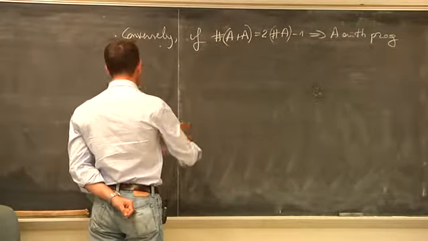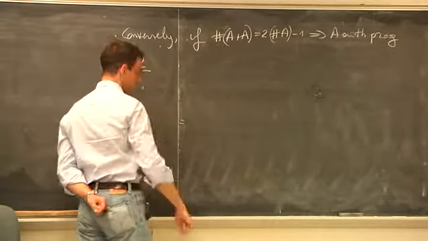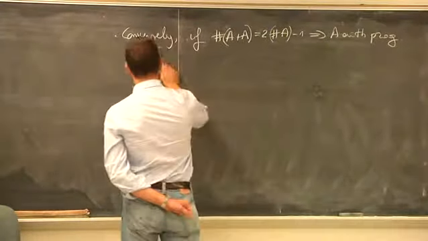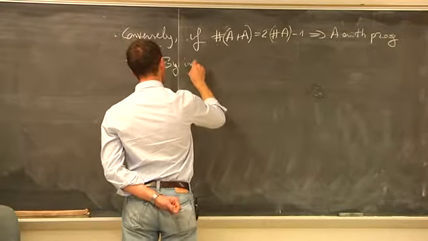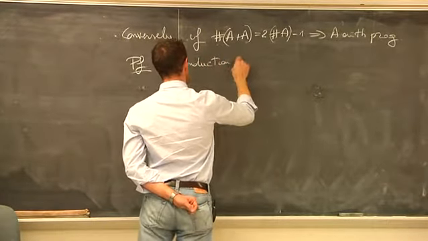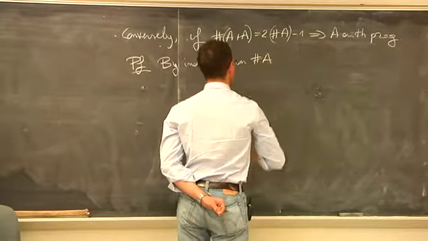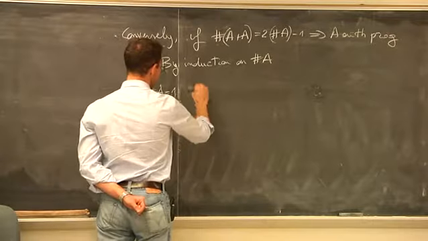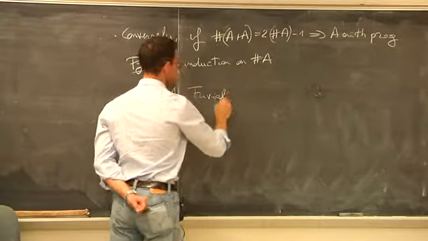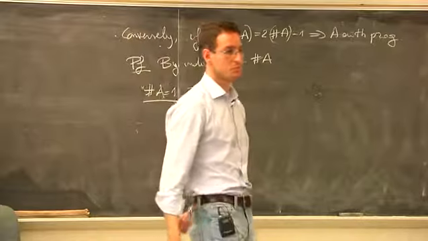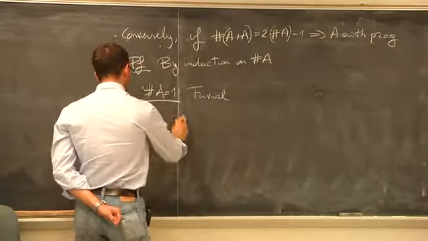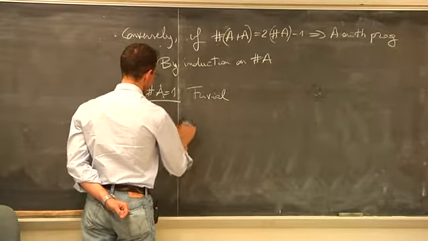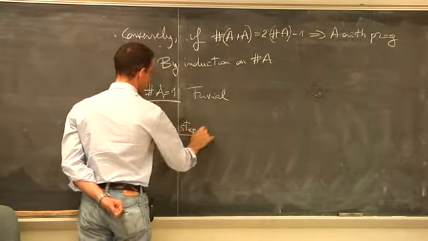So the proof of such a fact is actually pretty easy. It's just by induction on the number of points. So this works by induction on the cardinality of A. Well, if the cardinality of A is 1, then it's trivial. If you have only one element, there isn't much to prove. And for the general case, so the inductive step, you just argue as follows.